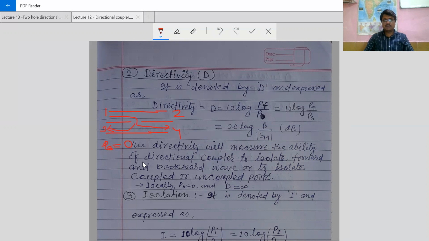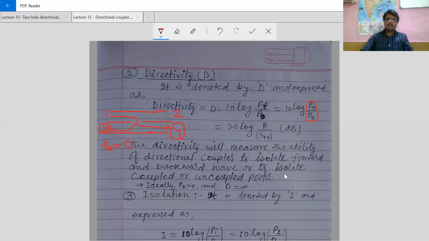So directivity is a very important term to describe how much of the power is coupled, and how much of the power has gone to this port. So the ratio of this P4 upon P3 is known as directivity. P4 means forward power, and P3 means back power, PB. So this is the directivity.